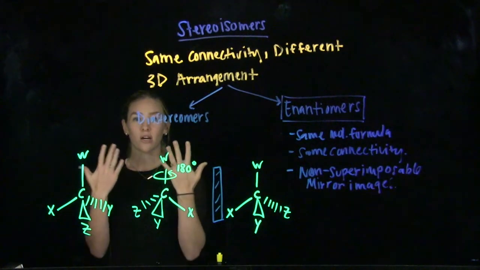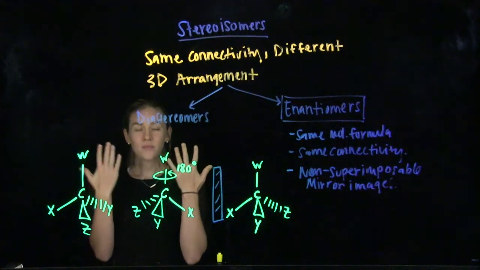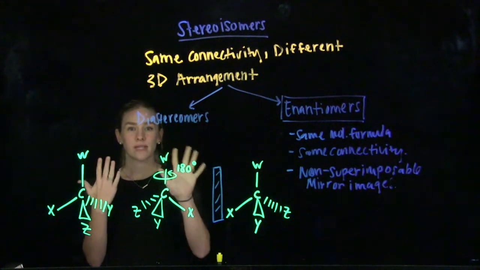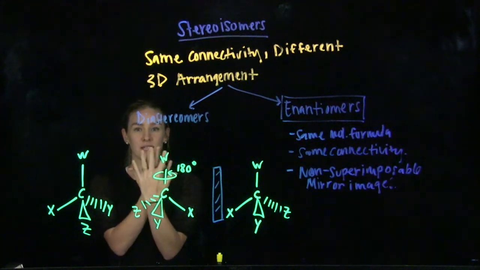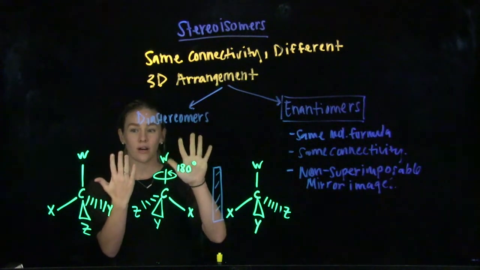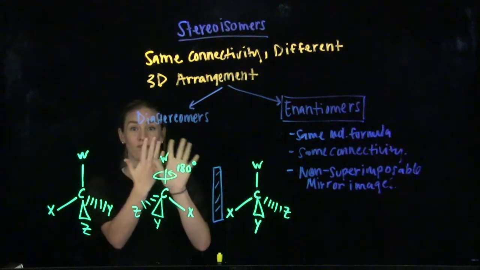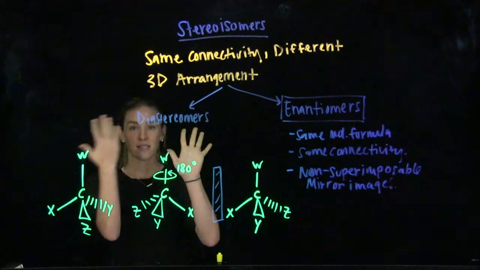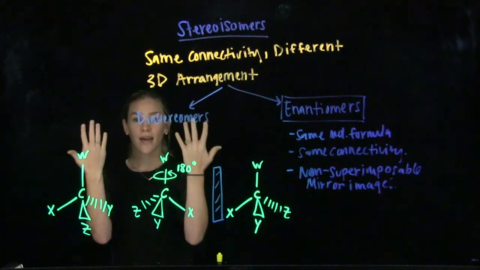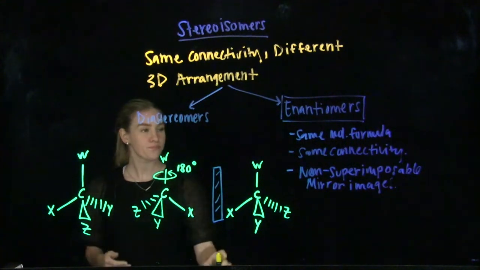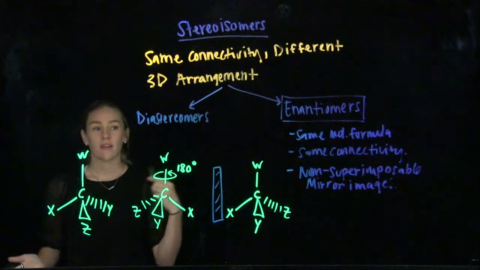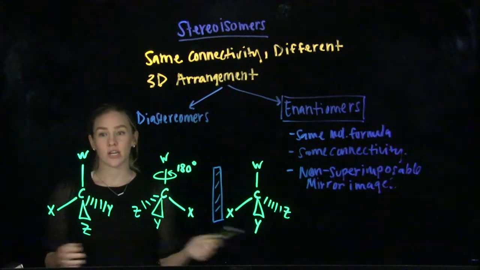My hands are mirror images of each other. But there's no way I can rotate one of my hands to really line them up perfectly. Even if I flip it over, my palm side is not facing the same side as the back of my hand. So there's no way I can rotate one of my hands to make it exactly like the other one. So same idea with enantiomeric relationships.